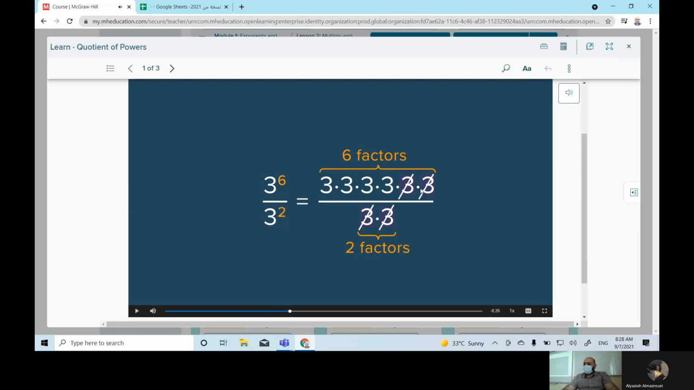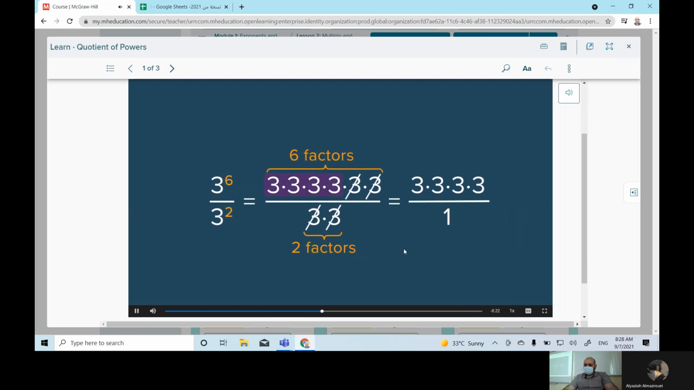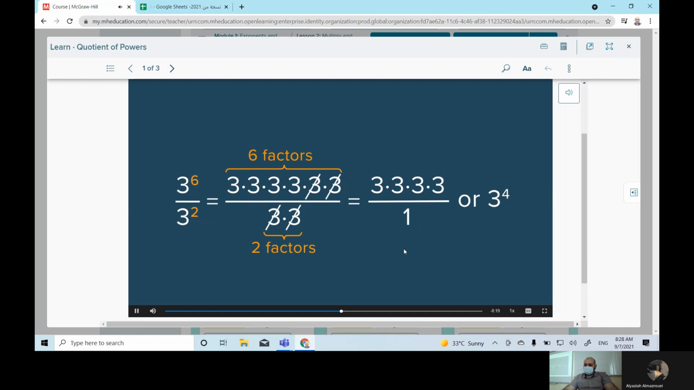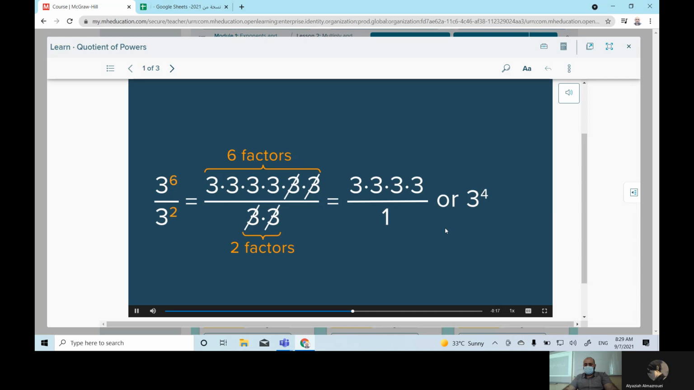Divide out common factors. So we can cancel two 3s up with two 3s down. It means 1, 2, 3, 4. And simplify. 4 factors of 3 remain in the numerator. So the quotient is 3 to the 4th power. So 3 times 3 times 3 times 3 will be 3 exponent 4. This means when you want to divide, you can subtract the exponents if you have the same base. So 6 minus 2 will be 4.